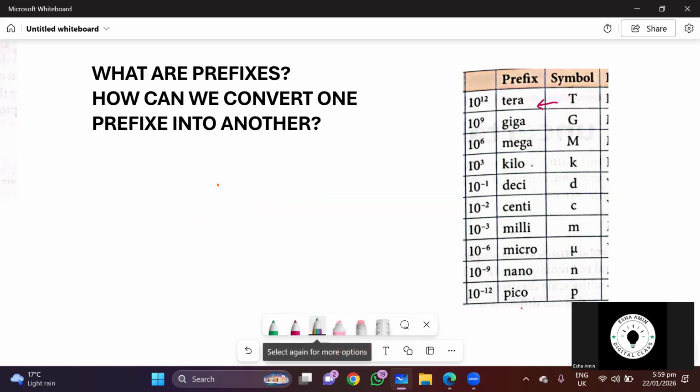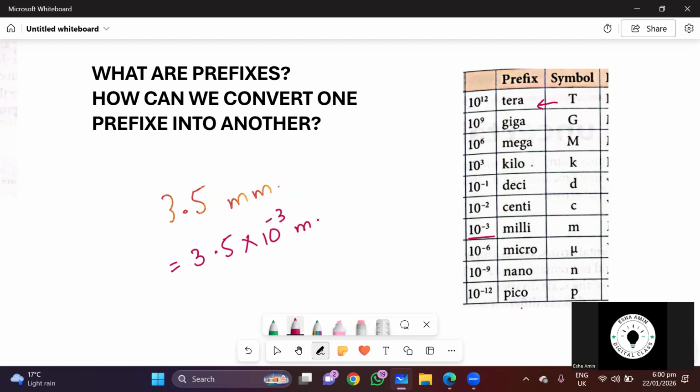How can we convert one prefix into another one? Let's do the simplest example first. Like there is 3.5 millimeters. So milli, if you go to the table, you can see that the milli value is 10 power minus 3. So you just have to substitute the milli value here, 10 power minus 3, and that will be your answer. You will convert your answer into meters. That is the SI unit, right?